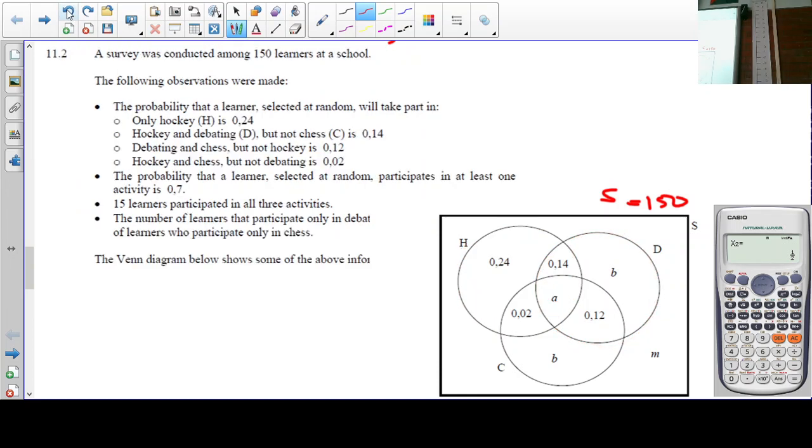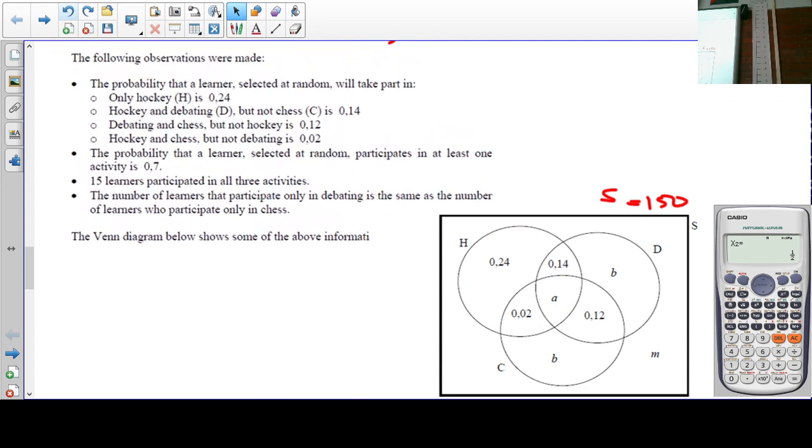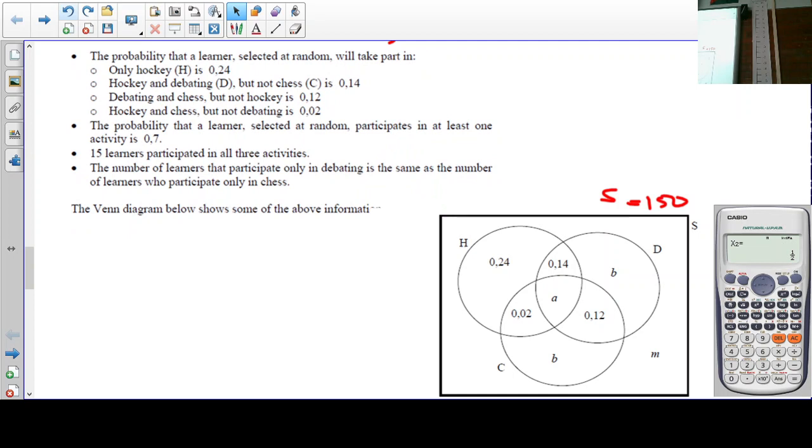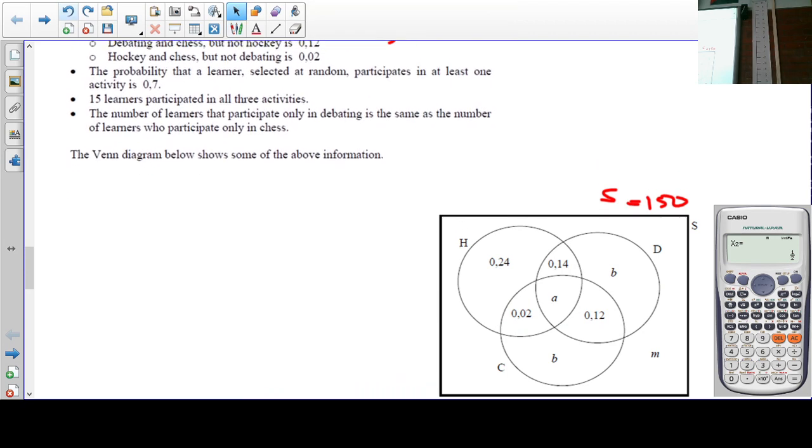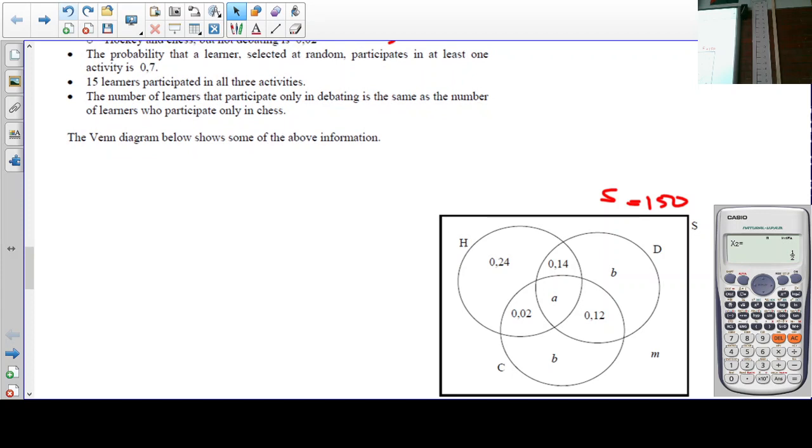Okay? This is grade 11 probability, no? Then we are told that debating and chess but not hockey is 0,12, that is this value there. Then we are told that hockey and chess but not debating, 0,02. Explains that one there. Right. We'll take it up a bit so we can do our calculation.